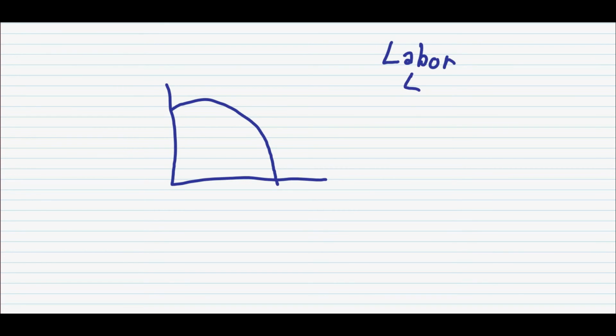Let's use labor as an example. What if suddenly the labor force, which is the amount of people working, got decreased? There was a disease around and a lot of people died. So now, since a lot of people died, you're going to have fewer workers. Since the amount of workers decreases, you can make less and your curve moves inward.